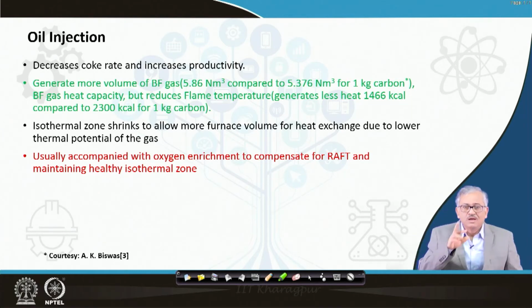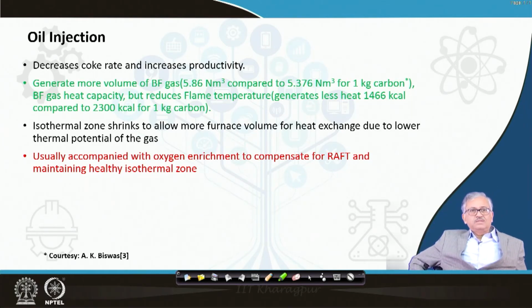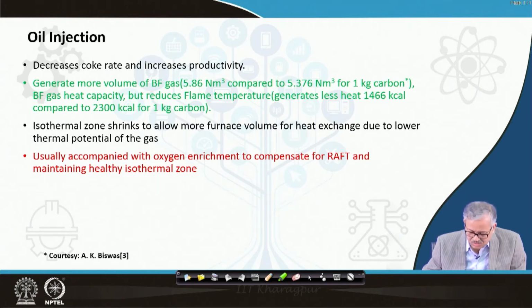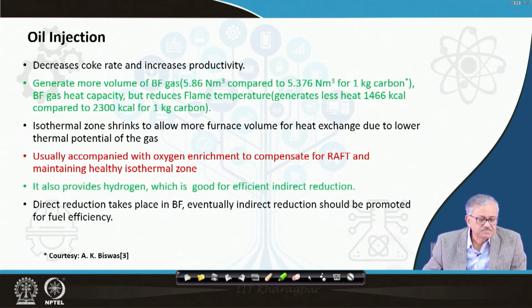So, if you can supplement these two, that is, if you use the oil injection and do some amount of oxygen enrichment, then the decrease in raft by your oil injection can be compensated by the oxygen enrichment. Similarly, the decrease in heat capacity of the gas by oxygen enrichment can be compensated by the increase in heat capacity of gas by oil injection. So, that is why they are basically complementary to each other. So, you have to do both the things.